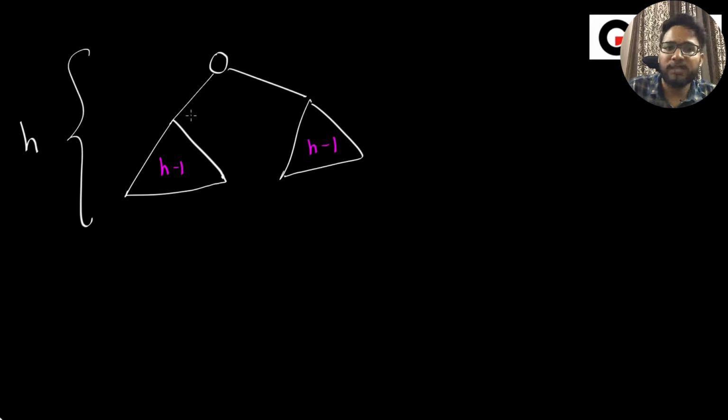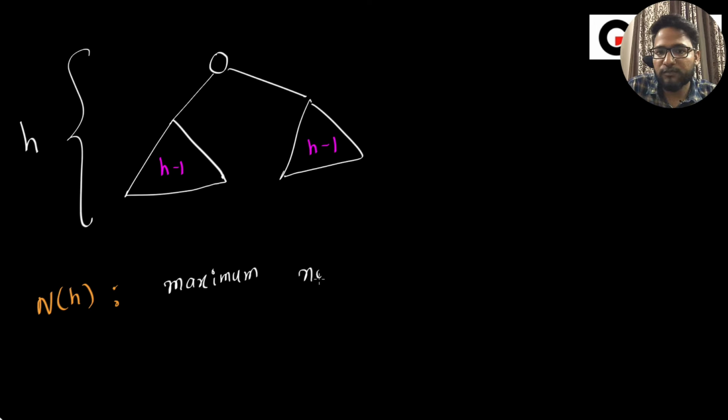Which means my AVL tree of interest will look like this. For question 1, this is my AVL tree of interest. I hope it is clear why I am drawing this tree: for the maximum number of nodes, the left subtree and right subtree will both have height h minus 1, and the total height is h. Now let me define a term, N_h, which is the maximum number of nodes with height h.